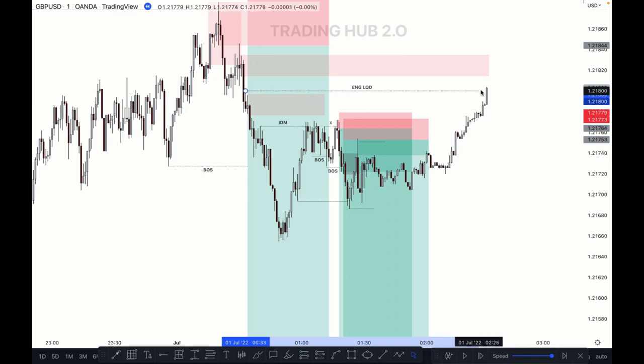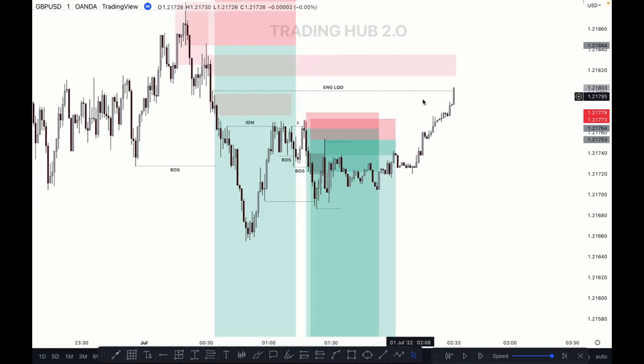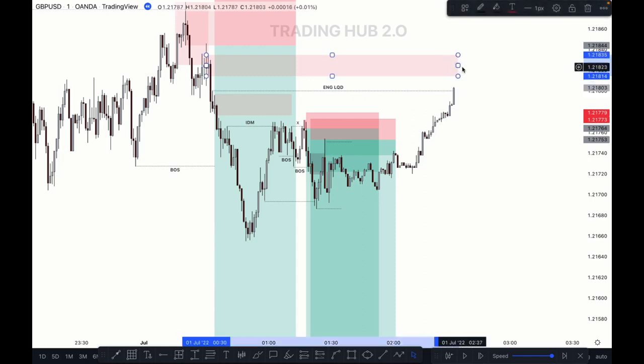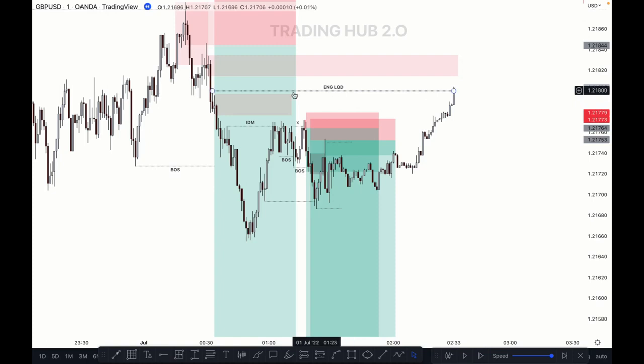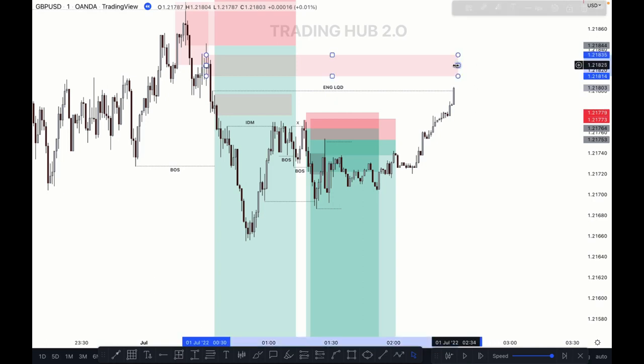After taking out this engineering liquidity, the market has already taken out this engineering liquidity, but there is no guarantee it will mitigate this order block. As I told you in a previous entry type 2, the market may take out this high and close above it, and then you can apply the same rule, entry type 2. If the market sweeps this high, then you have to apply entry type 3. If the market mitigates this order block, then you have to apply entry type 1. Let's see what will happen after this.